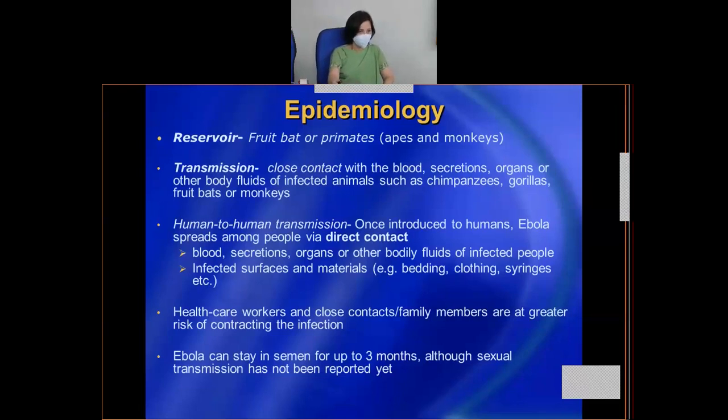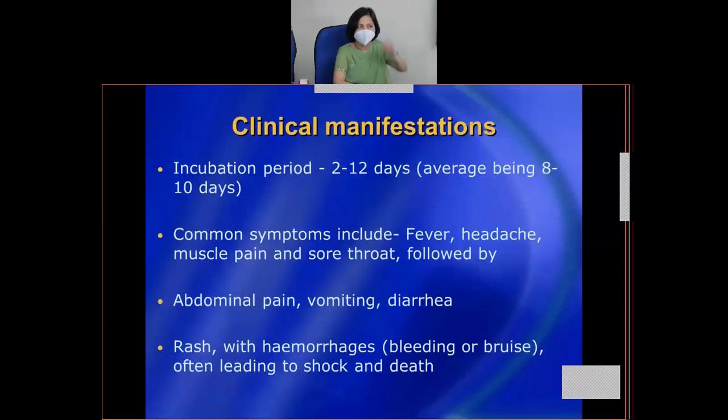Healthcare workers and close contact family members are at greater risk of contracting the infection in spite of using all the protective equipment. In fact, many doctors and many nurses have died during the treatment of these patients. Ebola can even be secreted in the semen after 3 months. However, sexual transmission has not been documented.